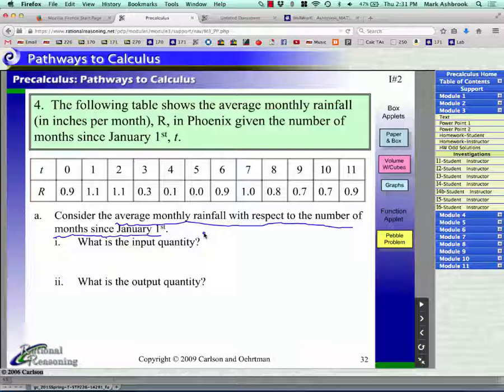Valid function or not? Talk to the person next to you. Is that a valid function, if the input is how many months and the output is the amount of rainfall? Valid function or not? Yes or no?